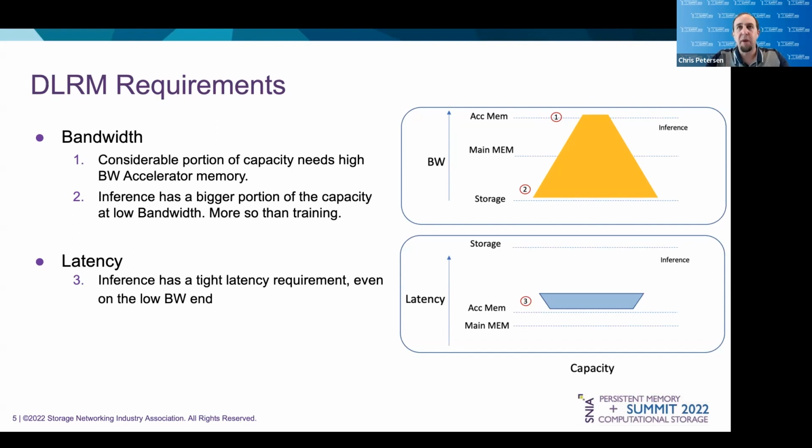But it's not just bandwidth that matters. Latency is very important also. The main takeaway from the latency chart, which is number 3, is that the latency band here is fairly narrow, which means that most of the accesses require fairly low latency. The application is tolerant of slightly higher latency than main memory, but it's definitely lower than what most storage class devices can actually provide.